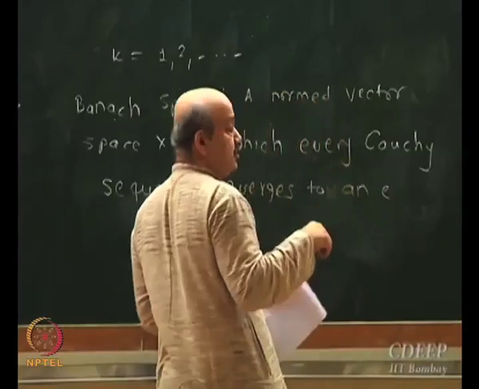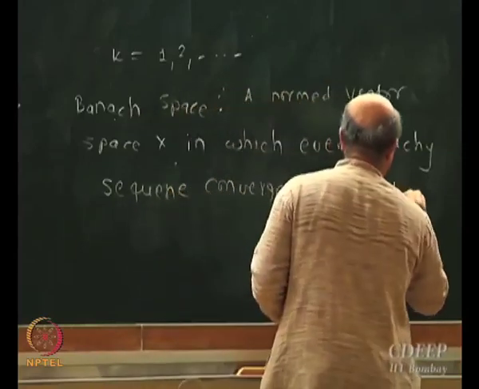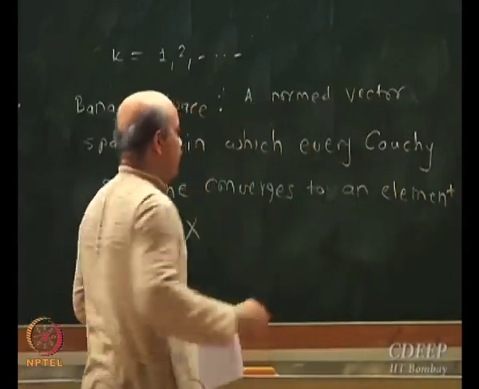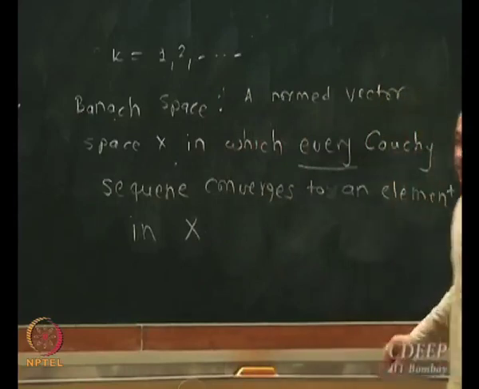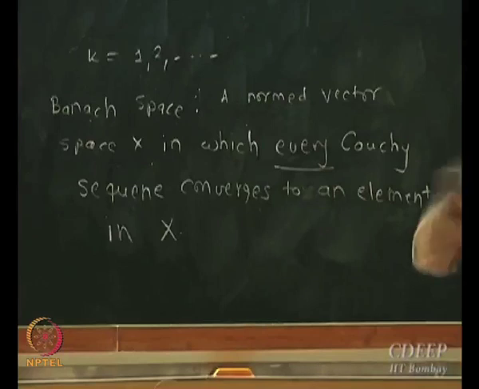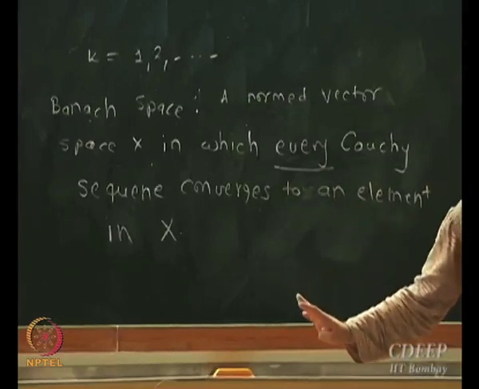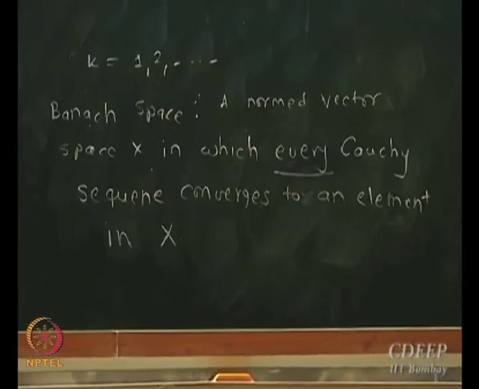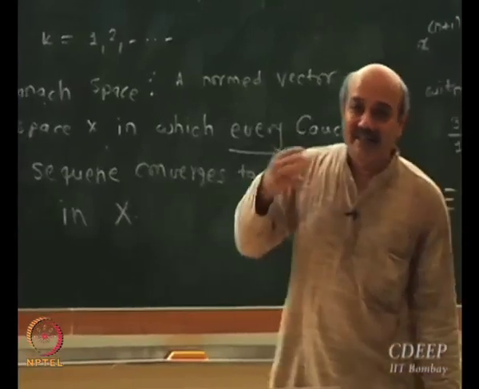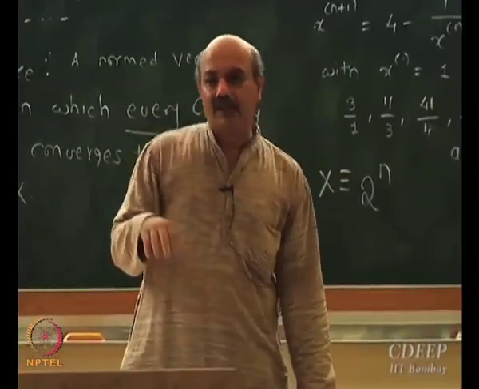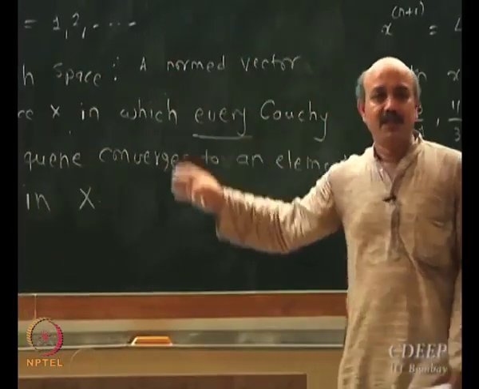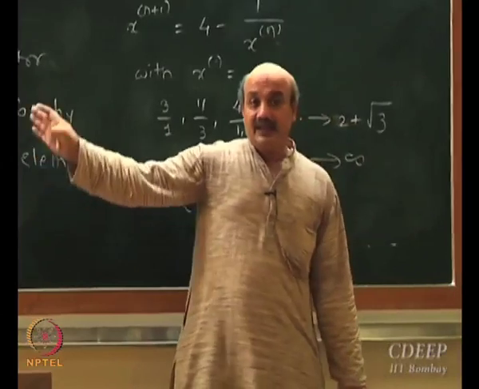Every Cauchy sequence converges to an element in the space. This word here, every, is important. If I can find one sequence which doesn't converge, the space is not a Banach space. Every Cauchy sequence should converge. So the real line or Rn, or equivalently complex numbers Cn, have this very nice property. They are all complete spaces. Function spaces need not be complete spaces.